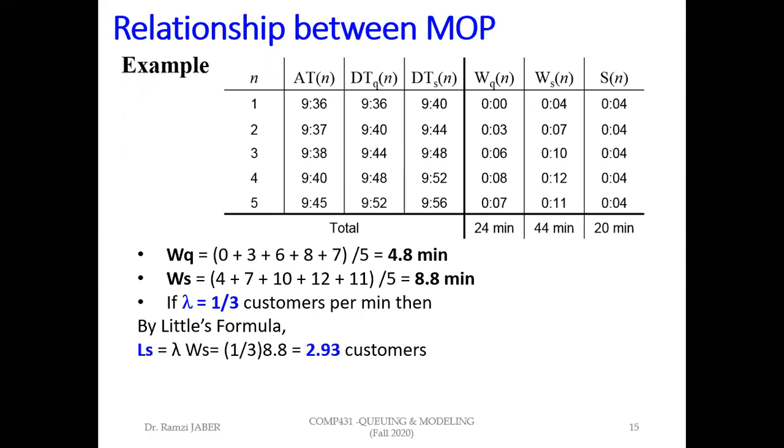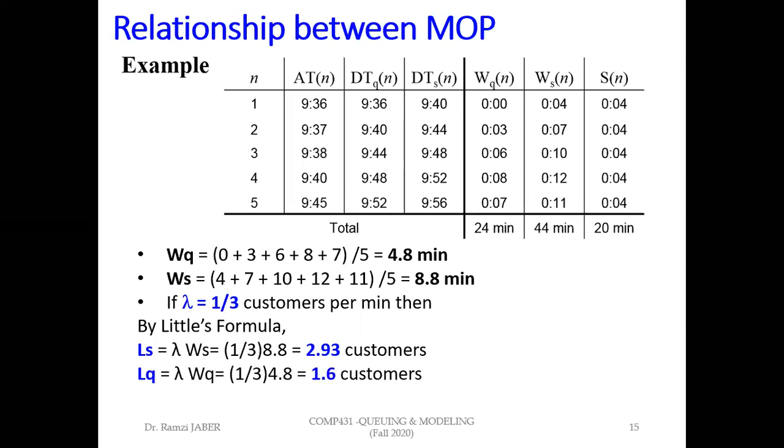then we can use Little's law formula to calculate LS, the average number. The average number in the system will be lambda WS, equal to around 2.9. From the graph, we concluded that the maximum is 3. And LQ, the number of customers inside the queue, equals lambda WQ, equal to 1.6 customers. From the graph, we got 2, as you can remember. So from one table, we can calculate WQ, WS, and Sn, and since we always have lambda and mu, we can calculate LS from WS and LQ from WQ. It's a faster way than the graphical one.